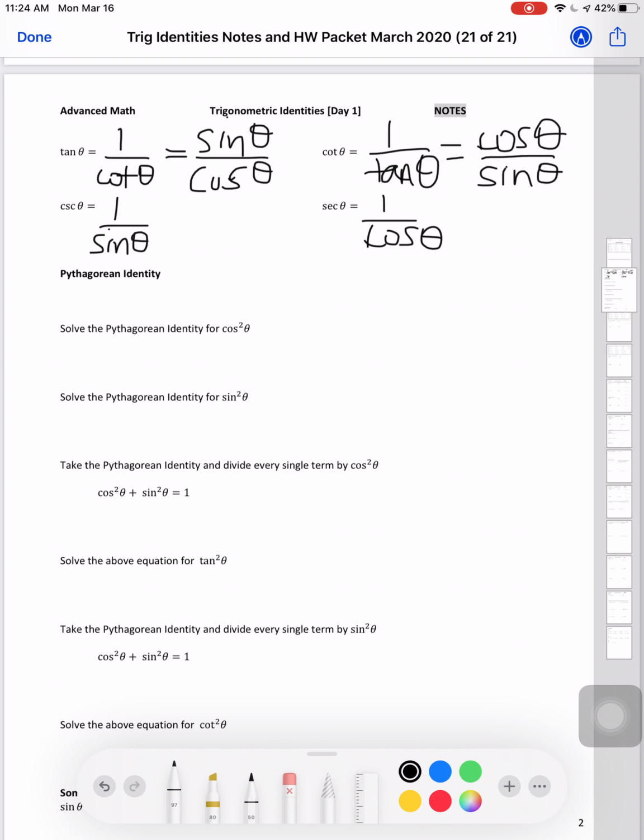When you use your calculator to evaluate these cosecant, secant, and cotangent, you will have to do 1 divided by the sine, 1 divided by the cosine, and 1 divided by the tangent to be able to evaluate those in your calculator.